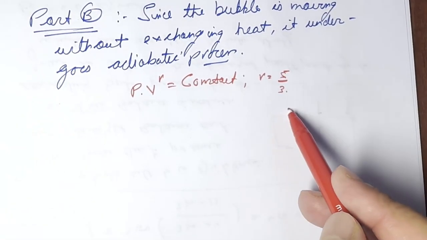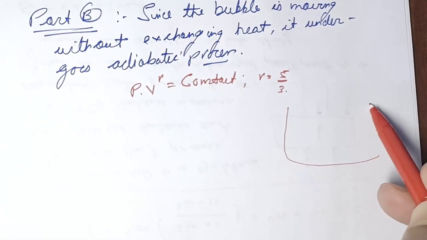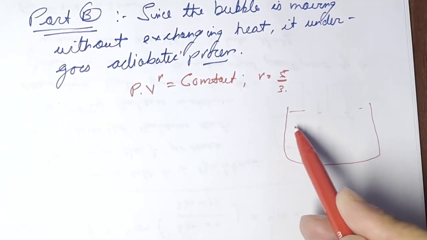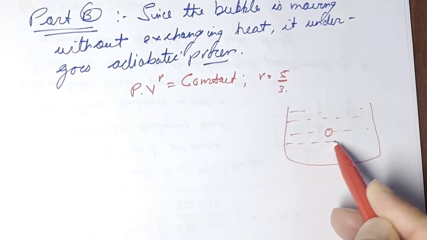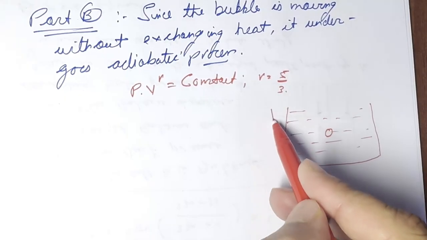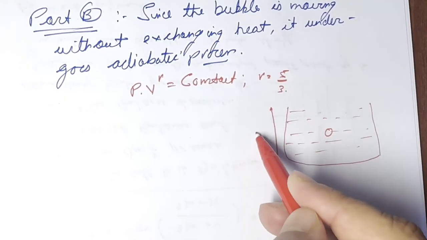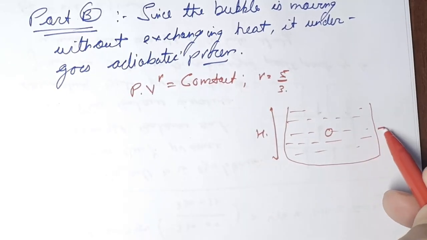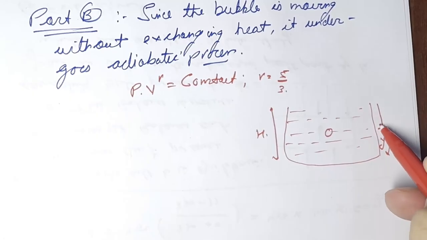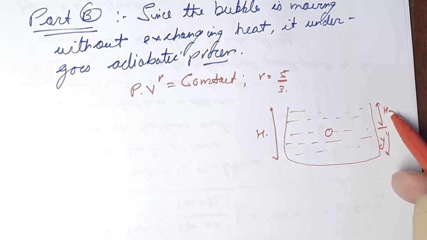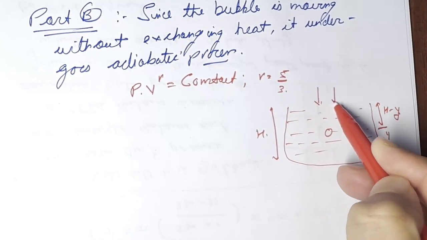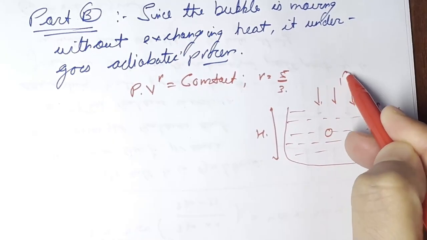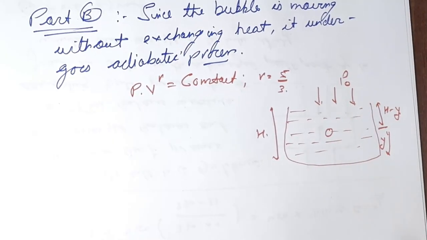So let me draw this figure approximately. So this is our, and we have a bubble here somewhere. Total height is given as capital H, and the height of the bubble from the bottom is y. So from the top it will be H minus y, and there is atmospheric pressure, and it is given in the question itself as P naught.